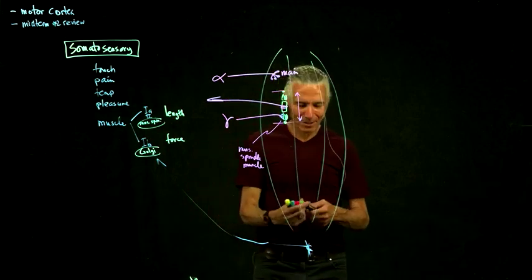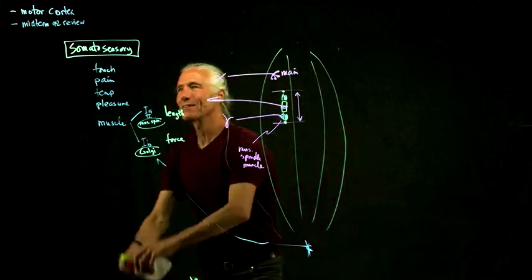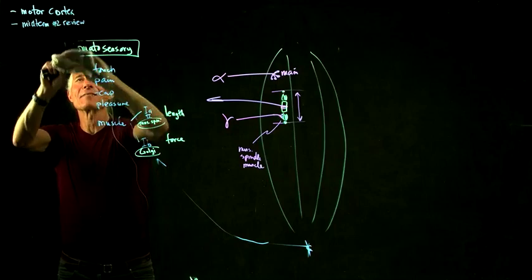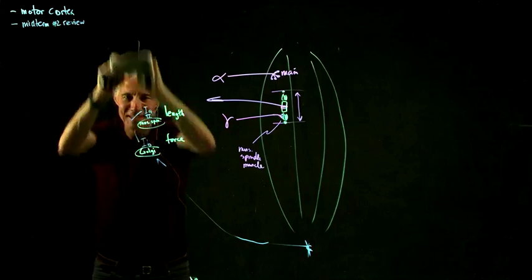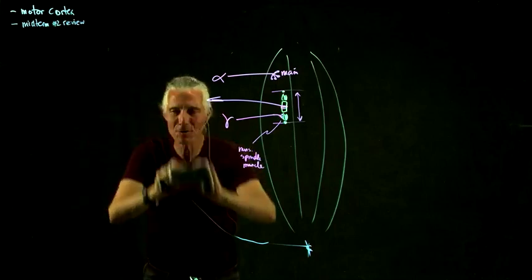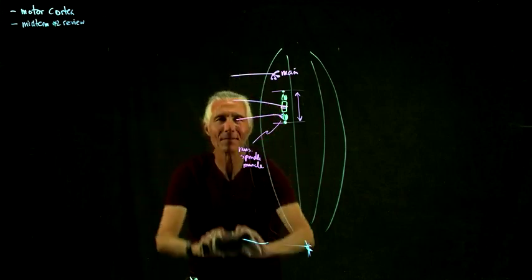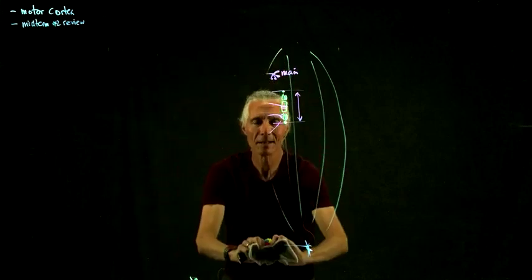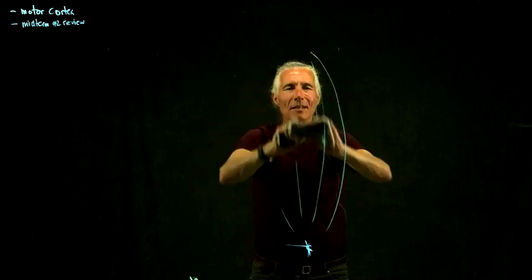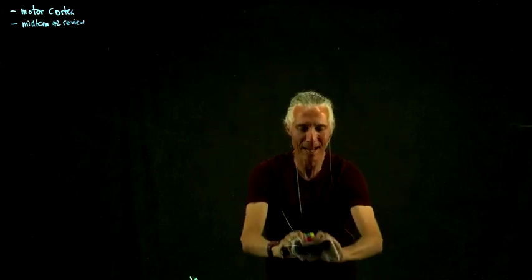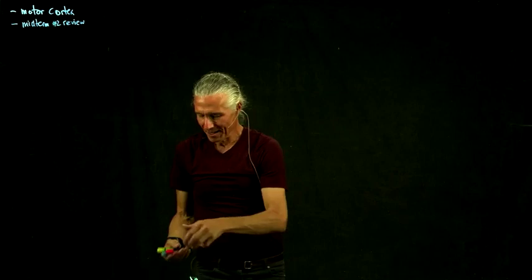Okay, so that was somatosensory. Okay, so then we had auditory. And so there were two main things we did in auditory. We did, basically, owls and bats.